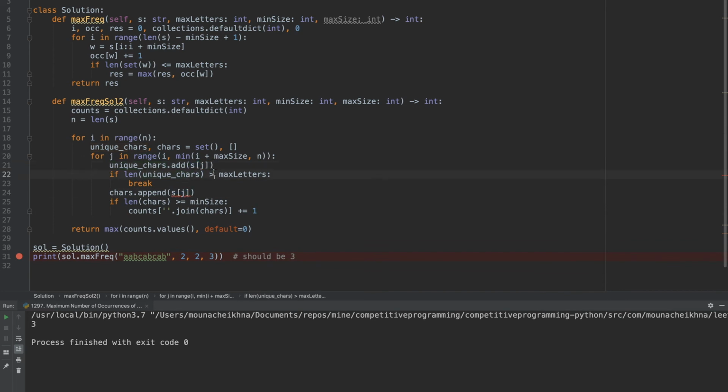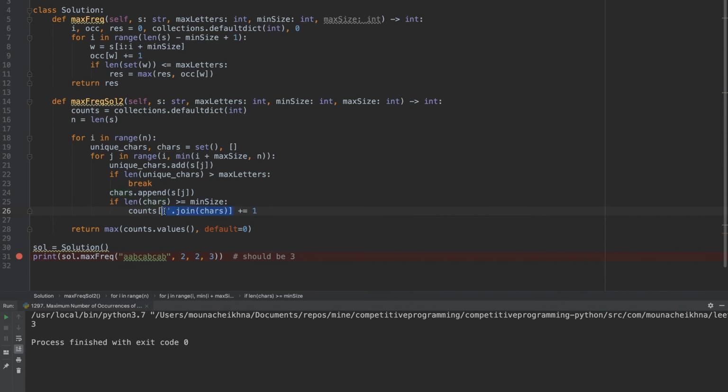so we add it to both, right? So we check if unique characters, so we add it to the unique characters, right? And we check if the length is bigger than max letter, then the condition is violated. We add it to the list of characters, so that we could check that it's in the min size. If it is, then we add that string, and chars here basically is just s[i] to s[j], right?